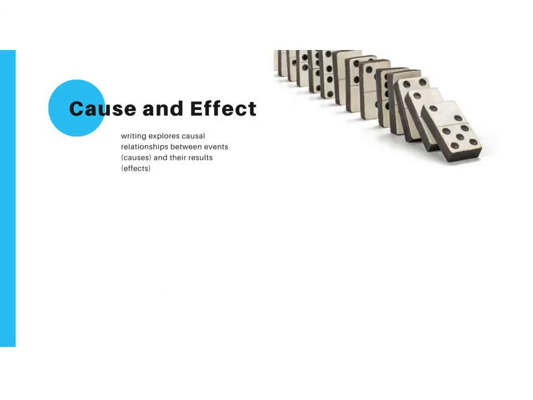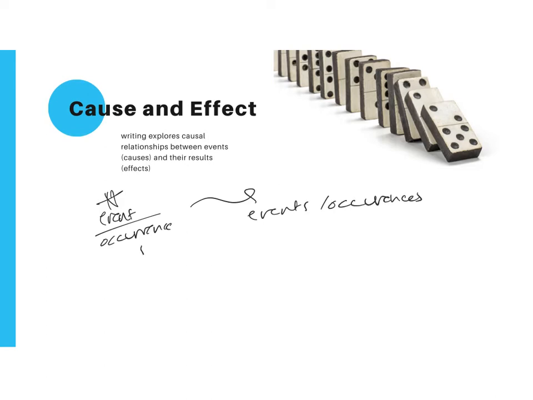As an organizational pattern, cause and effect refers to writing that explores causal relationships between events and their results. So how this plays out in the work that you're going to be doing is you might choose a cause and effect organizational pattern if you feel like there was a central event or occurrence that led to other events or occurrences. When you have one event that leads directly to another event and it's sort of an isolated cause and effect, that's one way you can do it.